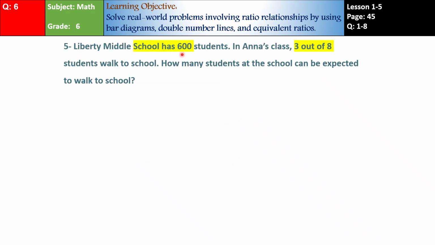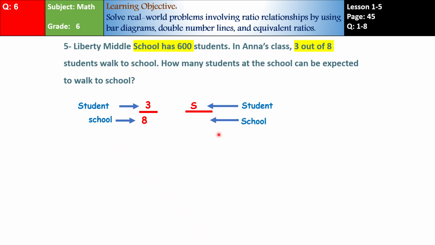Liberty Middle School has 600 students. In Anna's class, 3 out of 8 students walk to school. How many students at the school can be expected to walk to school? So the ratio is 3 out of 8. 3 students from 8. Now the total students became 600.